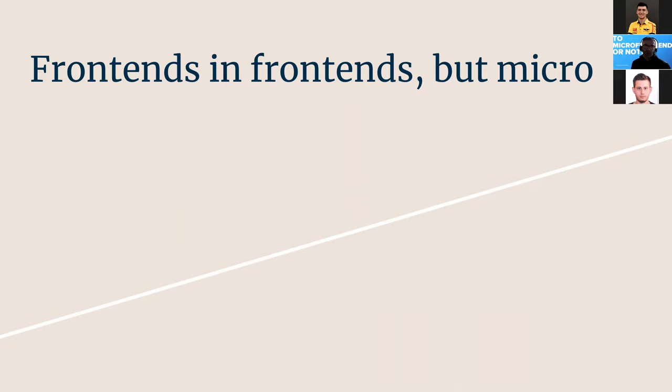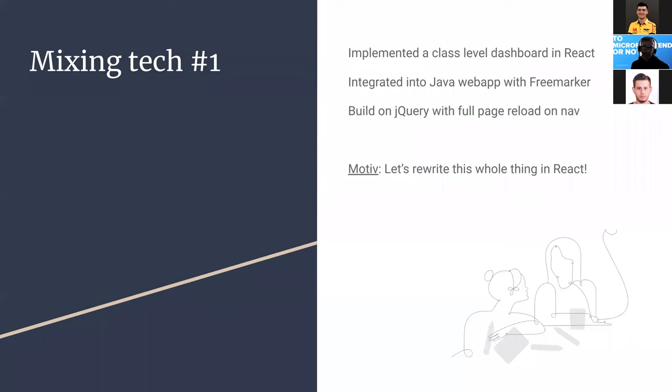Having this limitation of one framework as your default choice for any future work led us to try out different mixes of frameworks within a single app, which might look like micro frontends. I just have a couple of examples of what we did prior to that. The first case, for one of the websites, we implemented a class level dashboard. It was really to provide a data summary of some class level data for a list of students. It was developed in React and then integrated with the Java web app with server-side rendering.